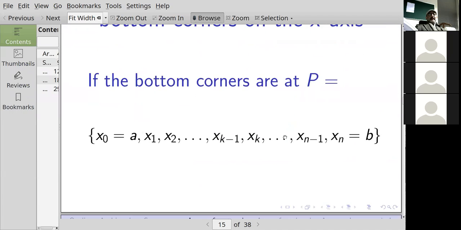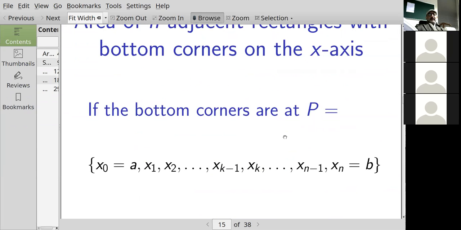Okay. So now let's say that I'm going to put these rectangles so that they sit on top of the x-axis, running from a to b. The first rectangle has its left endpoint at x0 equal to a, and its right endpoint on the bottom at x1. The next rectangle's base runs from x1 to x2. The next rectangle's base runs from x2 to x3, and so on and so forth. A typical rectangle's base runs from xk minus 1 to xk. And the last rectangle's base runs from xn minus 1 to xn, which is b.